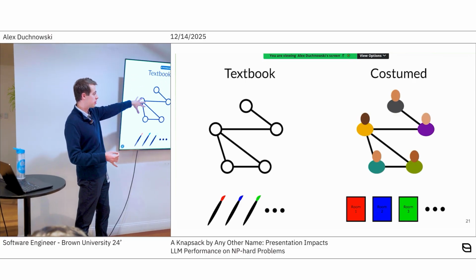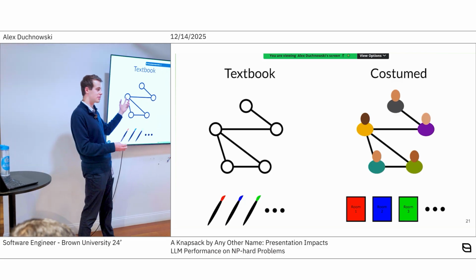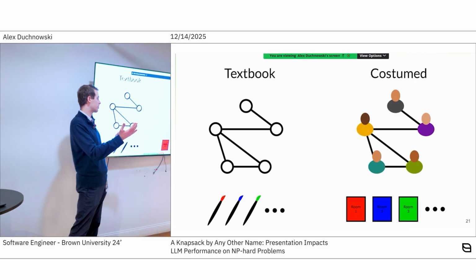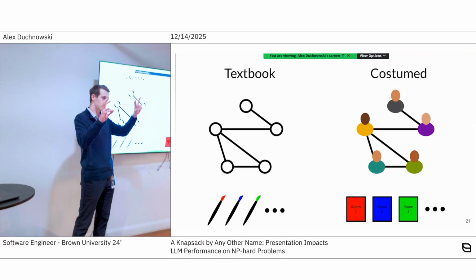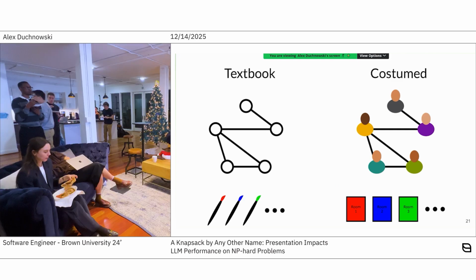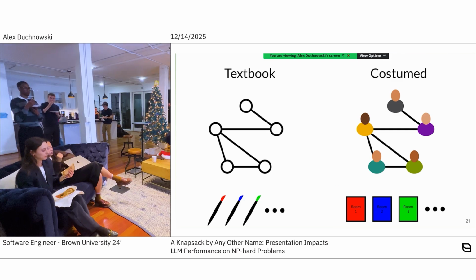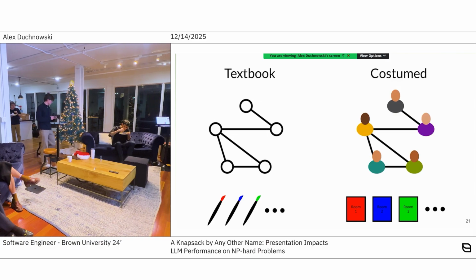So we have the textbook version of the graph coloring problem, which we just described at length and talked about its connections to other graph theory problems like the four-color map theorem. We also have what we call costumed versions, where we basically dress up the problem in a different context, using different language about a different problem that just so happens to have the exact same logical constraints and objectives as the graph coloring problem.